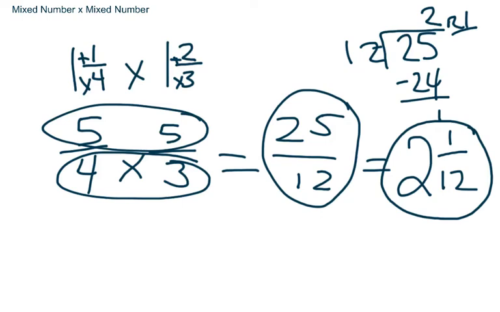Multiplying fractions is pretty simple. I just have to make sure that I'm dealing with 2 fractions. So if I have a whole number, I need to put it over 1. And if I have a mixed number, I need to change it into an improper fraction before multiplying. But multiplying fractions is really just multiplying straight across and then making sure that you simplify your answer.